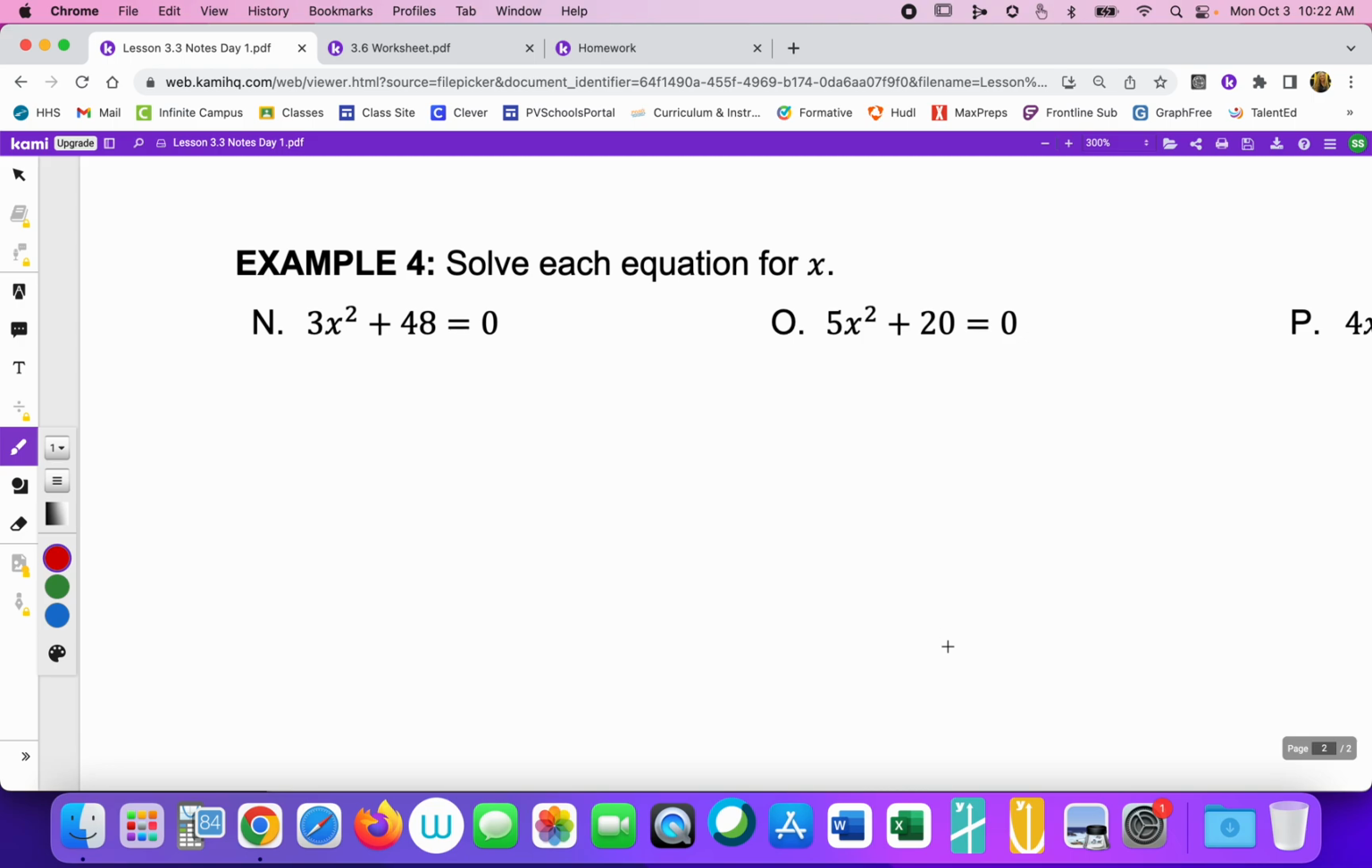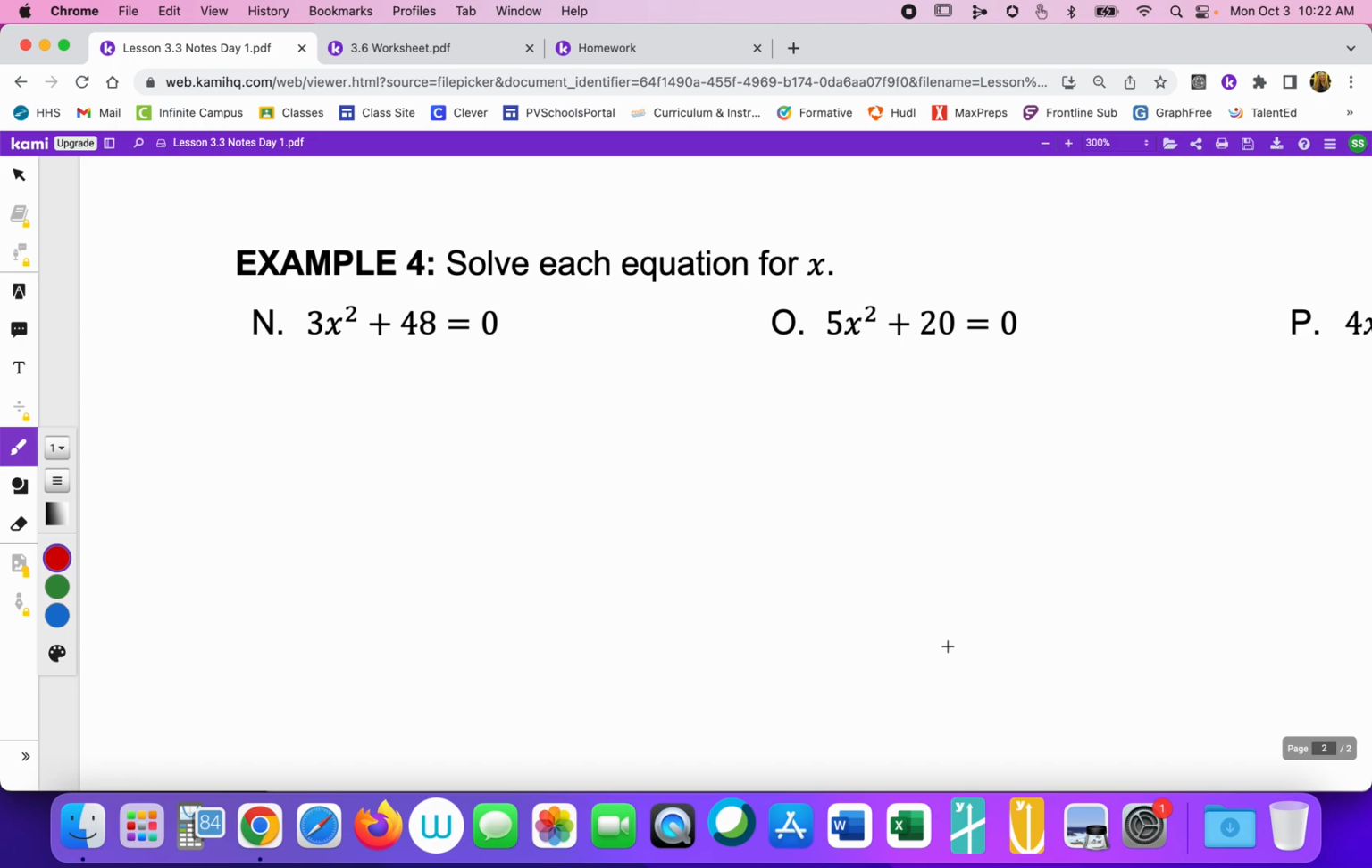Now we're going to solve for x. All of these, if we tried to factor them, would either be just GCF or unfactorable, depending. But these are going to give you imaginary solutions. So with these, I don't want you factoring them. I actually just want you to isolate x. So how would you do that on this first one?